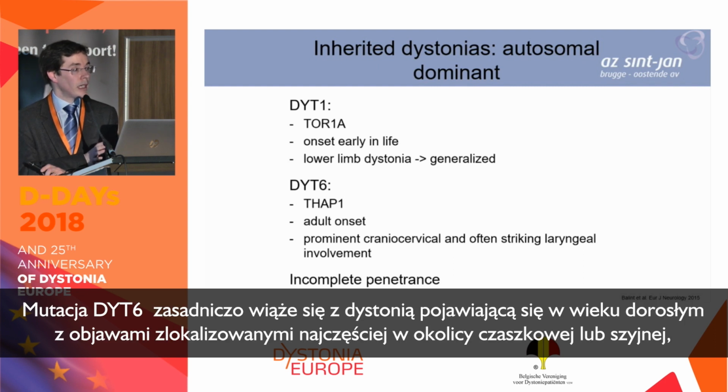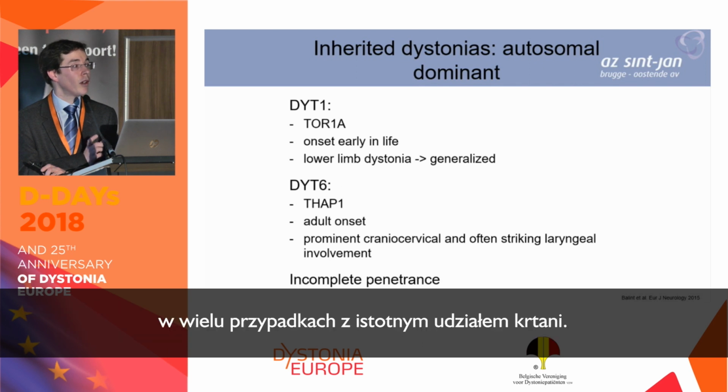DYT6 is typically an adult onset dystonia, where there is a prominent craniocervical dystonia with also very often a striking laryngeal involvement.